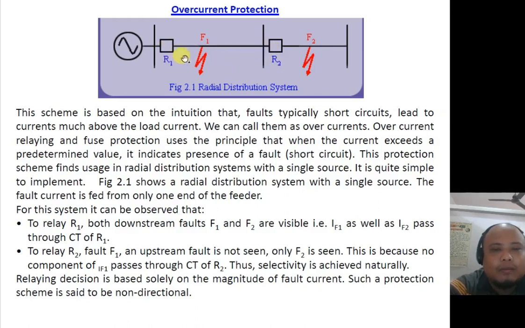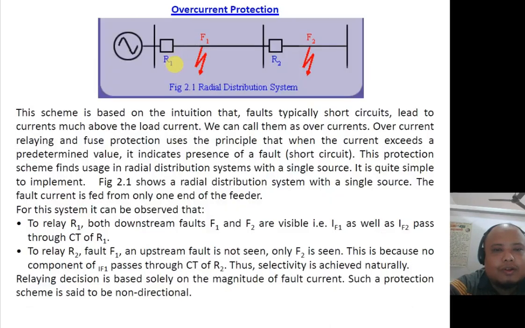Okay, but the operation of both R1 and R2 will start simultaneously if the fault is in this line section. If the fault is in this line section, obviously current will flow up to the fault location, then back to the source without going to this side. So this relay will not come to know. Okay, so an F2 fault will be detected by both R1 and R2, but an F1 fault will be detected by only R1.